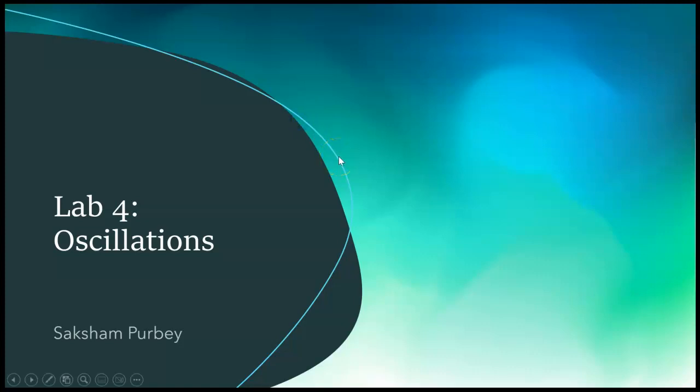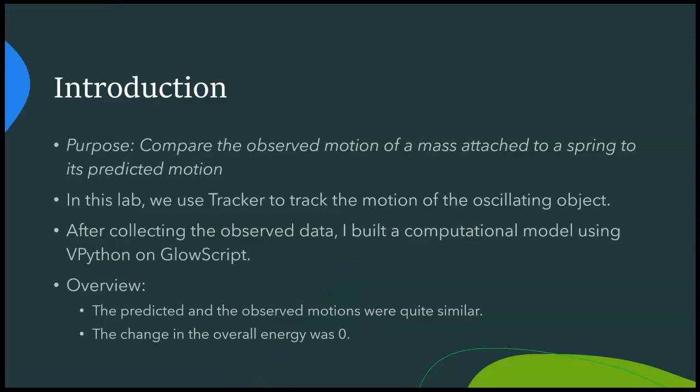Everyone, my name is Lakshman Purbe, and this is my lab report for oscillations. The purpose of this lab is to compare the observed motion of the mass attached to a spring with its predicted motion. In this lab, we'll be using Tracker to track the motion of the oscillating object, and then using VPython on GlowScript to build a computational model.